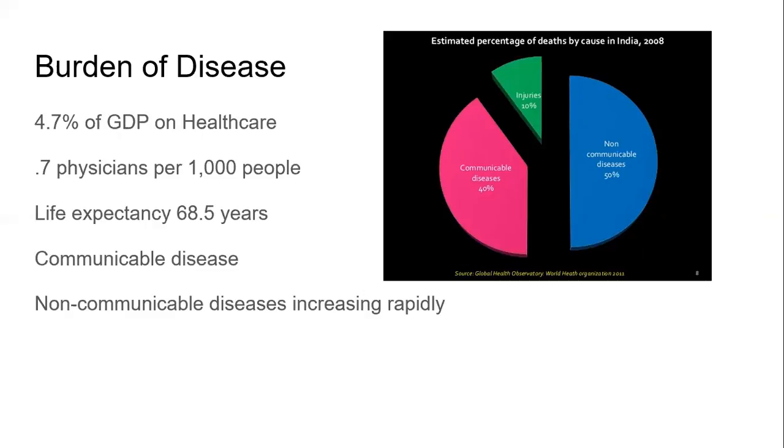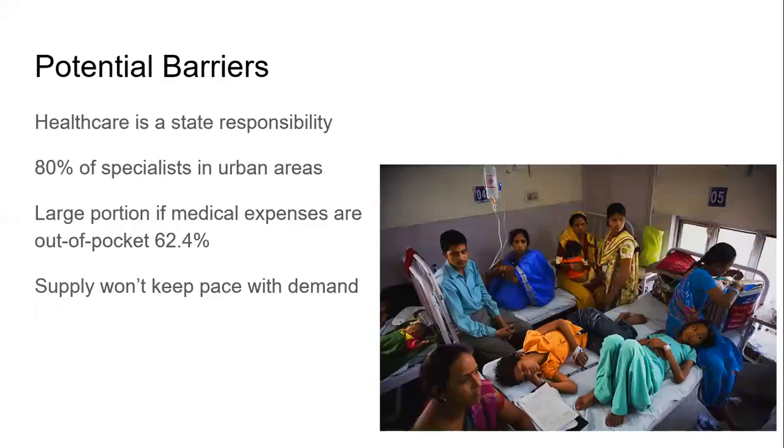And the tuberculosis is a big one because a fifth of the world's cases of tuberculosis are found in India. Some potential barriers to healthcare improvement is that healthcare is a state responsibility, so each law has to go through each state and isn't found nationwide. 80% of doctors and specialists are found in urban areas, but only about 30% of the country's population is located in urban areas as well.